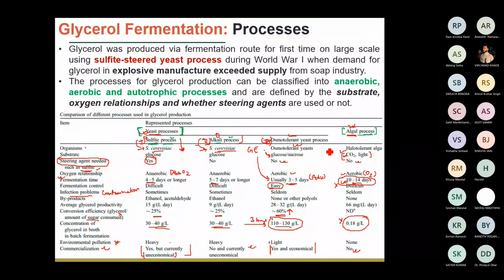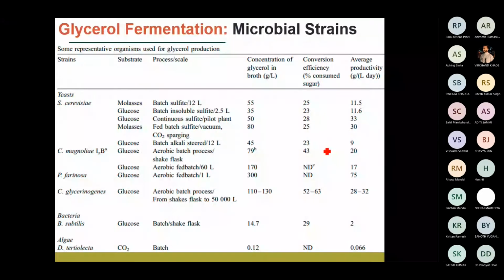And if we see the microorganisms that are being used for glycerol production, each and every microorganism has a different production capacity, and there are different processes and scales at which it is produced. If you see this particular table, it compares the different microorganisms like the yeast, bacteria, and the algae. It tells you about the substrates that have been used, the scale of the process in a fermenter or reactor, what concentration of glycerol has been produced, how much of the sugar has been converted to glycerol, and what the productivity is.